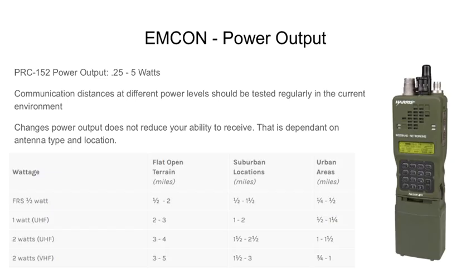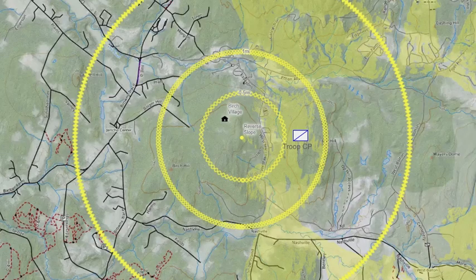But we can see that at 1/2 watt, flat open terrain, for UHF, the distance is between 1/2 mile and 2 miles. And then as we go up, 1 watt can potentially go up to 3 miles, and 2 watts can potentially go up to 4 miles. And what does this look like on our map? So here, from that reverse slope, 1/2 mile wouldn't quite get us to our troop CP, but maybe we try it first to see if we can.